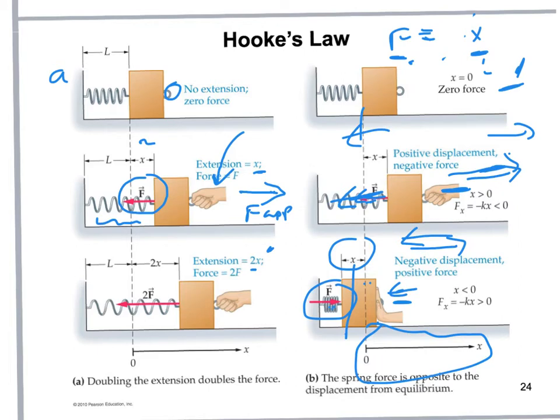So it depends on what you're doing to the spring. If you're stretching it, you're going to have a negative force like you do right there. And if you're compressing it, you'll wind up with a positive force. So you have a negative displacement there, and a positive displacement here.